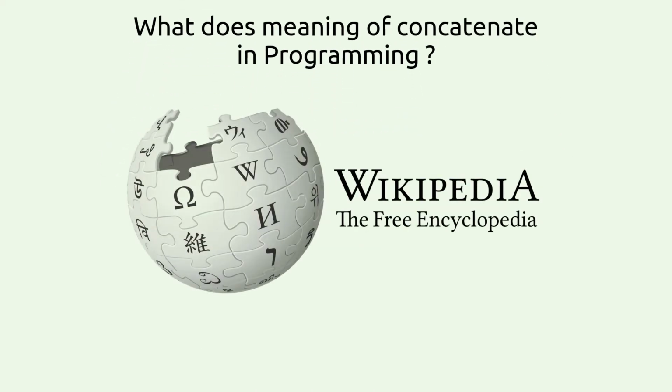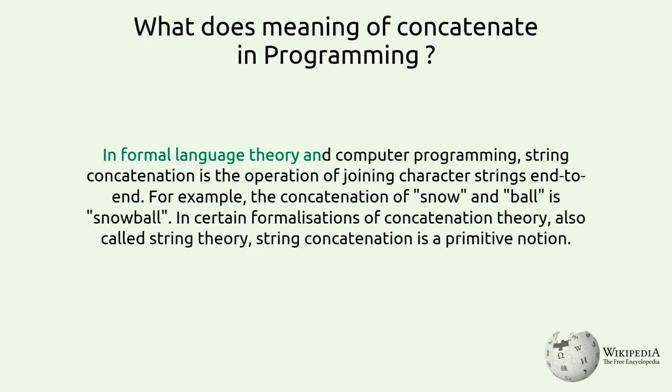According to Wikipedia, in formal language theory and computer programming, string concatenation is the operation of joining character strings end to end. For example, the concatenation of snow and ball is snowball. In certain formalizations of concatenation theory, also called string theory, string concatenation is a primitive notion.